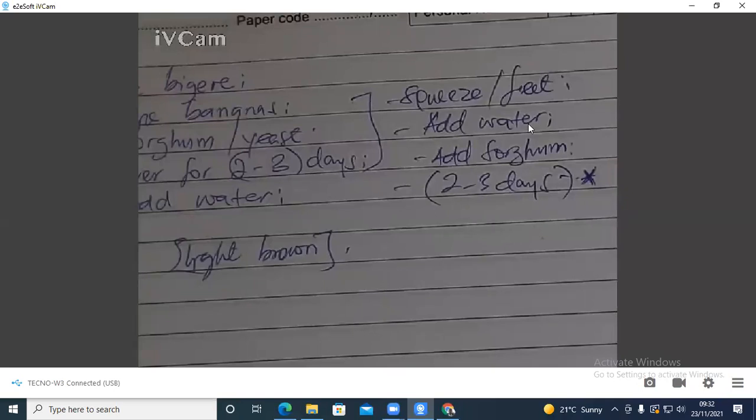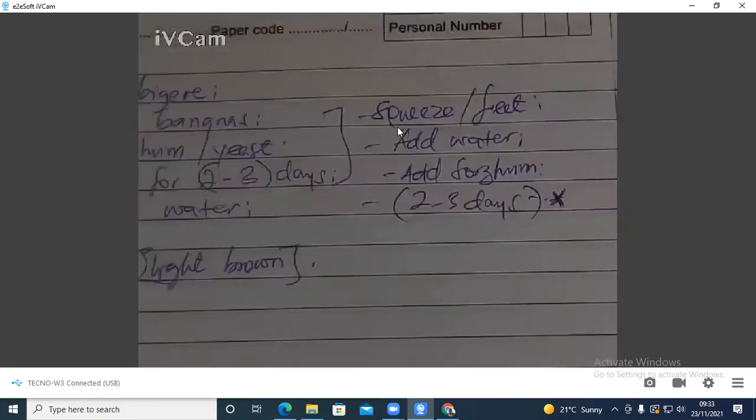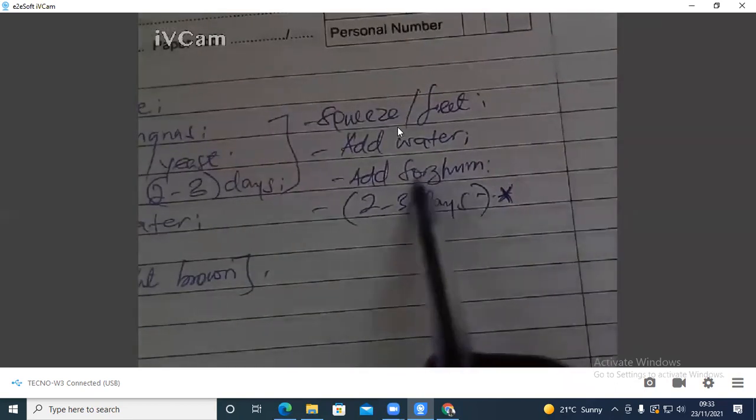Okay, let's congratulate those people who have given us how they make mwenge bigere. Thank you for your good ideas. That is the overall process for making it. Me, I don't know, but I've just heard from you.